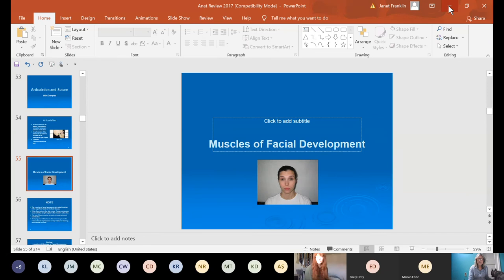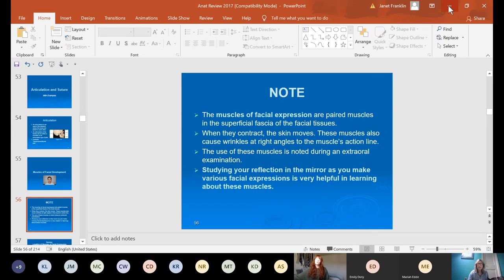So muscles of facial expression. We're going to talk about muscles of facial expression. The muscles of facial expression are paired muscles in the superficial fascia of the facial tissues. When they contract, the skin moves. These muscles also cause wrinkles at right angles to the muscle's action line. The use of these muscles is noted during an extraoral exam. Studying your reflection in the mirror as you make various facial expressions is very helpful in learning about these muscles.